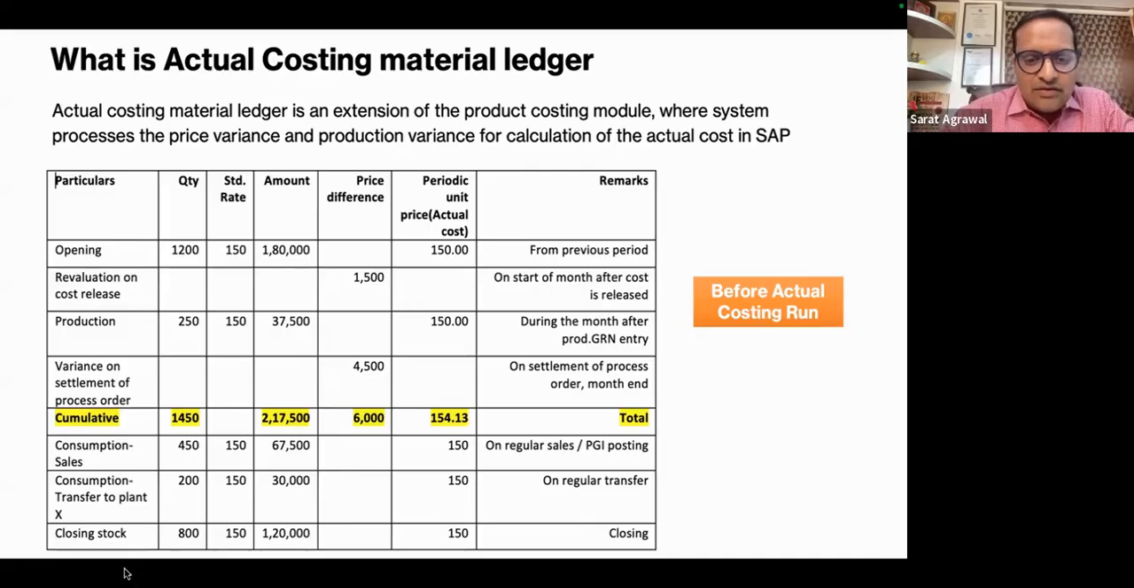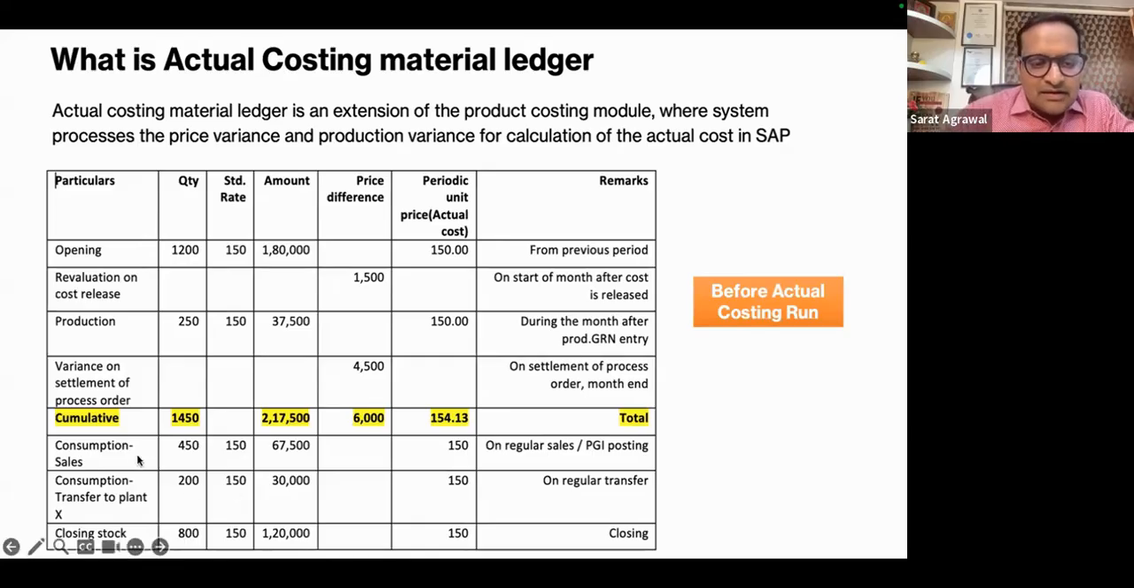And these are the variances we are capturing as a part of the product cost, that is the 4,500 and 1,500 as revaluation. Now, if I take this total 6,000 plus 217,500 and divide it by 1450, then I am getting an actual cost of 154.13. So in a nutshell, this is a mathematical actual cost, and the system calculates this mathematical actual cost for the purpose of calculating the system based actual cost as well. So it is very simple.